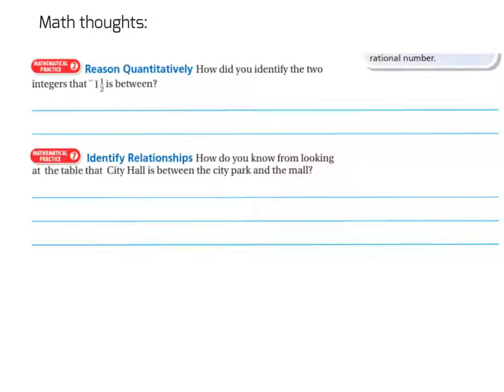Okay, I want you to take a moment to think about these two questions. The first one is, how did you identify the two integers that negative 1.5 is between? I want you to think about that, and I want you to answer it on the computer. And the next one, before I give you a pause time, is, how do you know from looking at the table that City Hall is between City Park and the mall? Go ahead and answer that question as well.